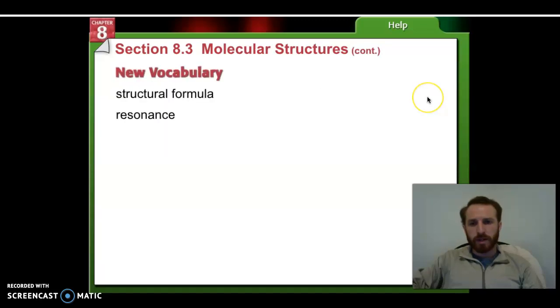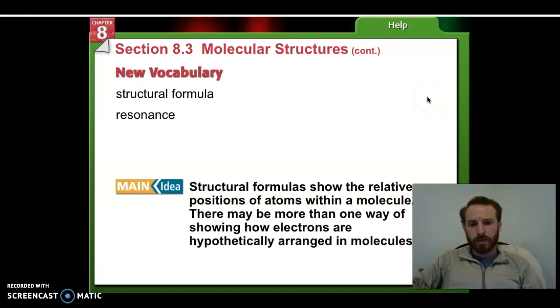So really a structural formula and resonance, those are the new vocab terms. And so the main idea: structural formulas show the relative position of atoms within a molecule. So it's kind of like a Lewis dot structure, but instead we're also focused on what the bond types are, what they look like. And there's sometimes more than one way of showing how electrons could be arranged in molecules. That's where we'll get to resonance structures.